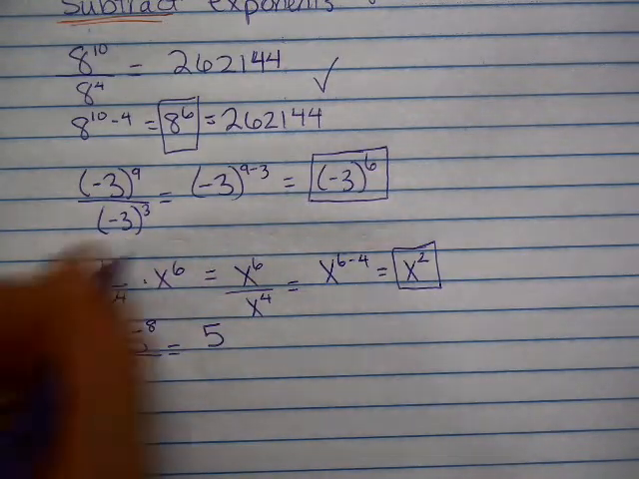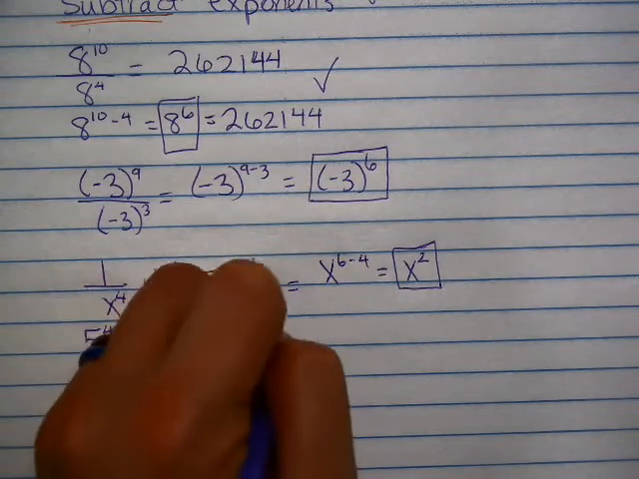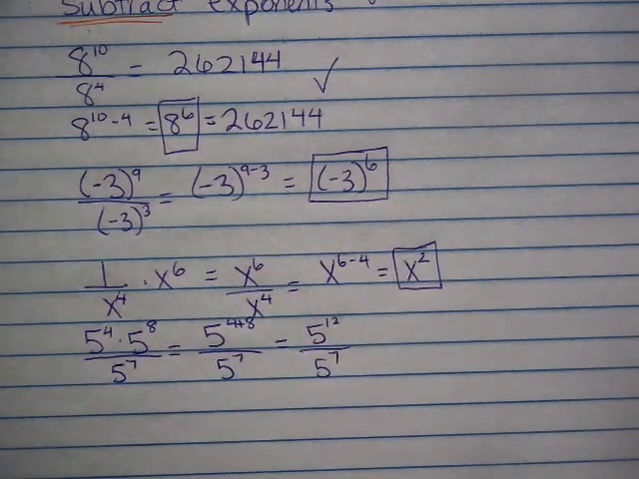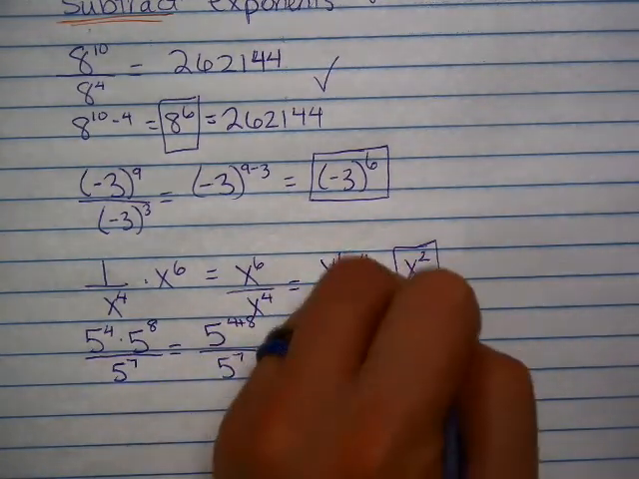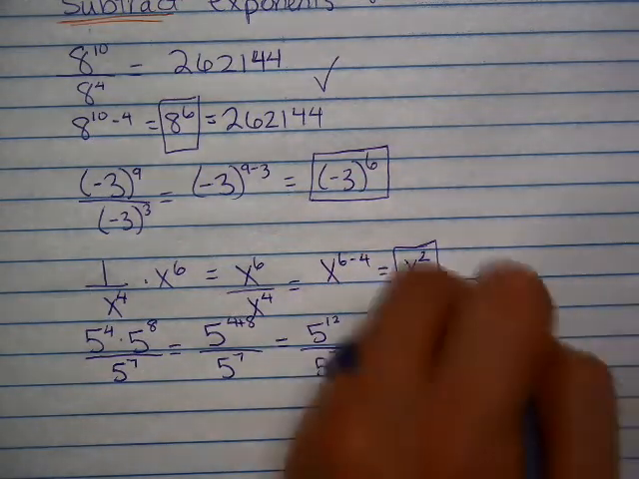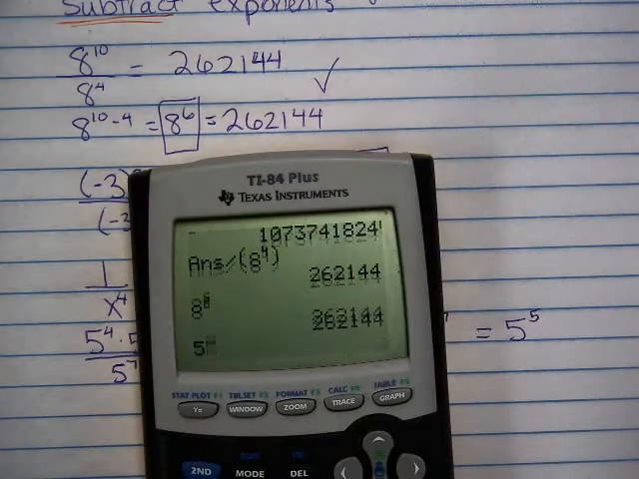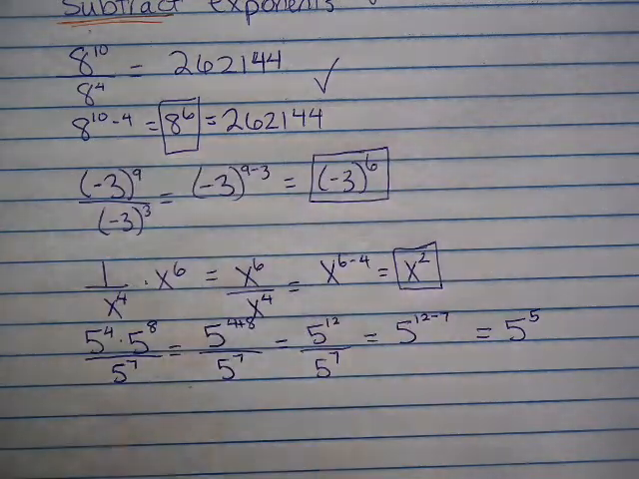So I have 5 to the 4 plus 8 over 5 to the 7th, and that equals 5 to the 12th over 5 to the 7th. And then I get 5 to the 12 minus 7, so I get 5 to the 5. And that is not 1. That is a much bigger number. So I have 5 to the 5, 3125. But this is the answer I want, not 3125.